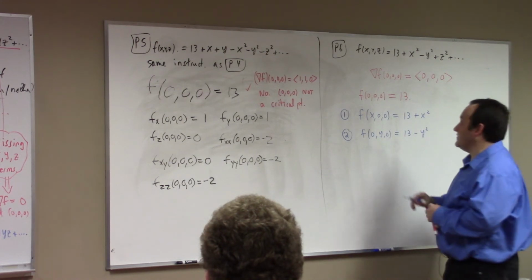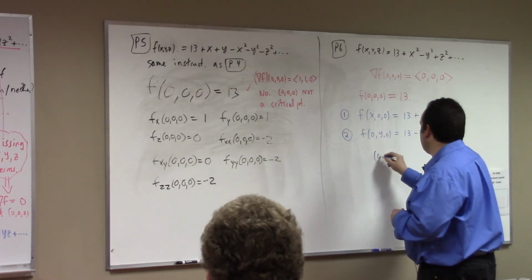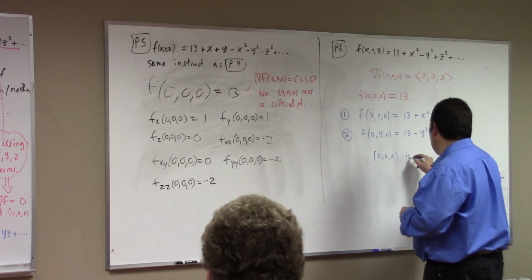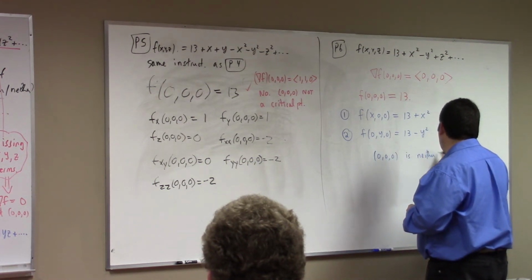So f of 0, 0, 0, so 0, 0, 0 is neither max nor min.